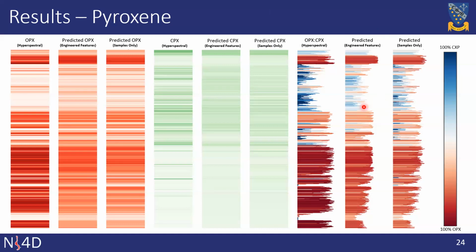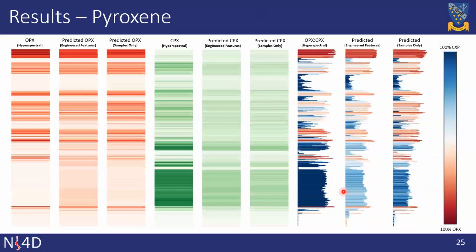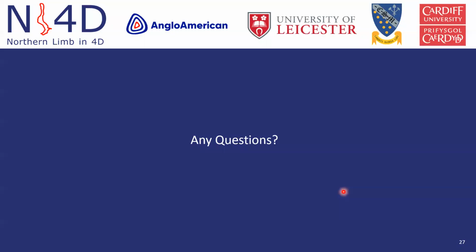But particularly when you look at the ratio between OPX and CPX, this is from the hyperspectral data, and this is my prediction. It works really well for picking out where you have OPX dominance versus CPX dominance downhole. That's another one, but I think we get the point. So that's the conclusion.